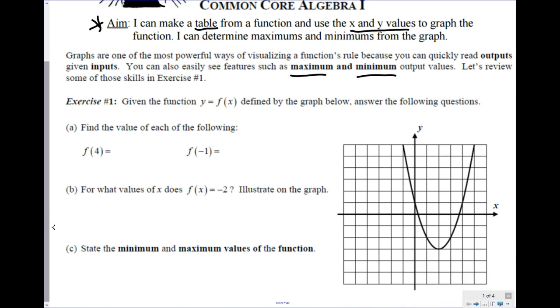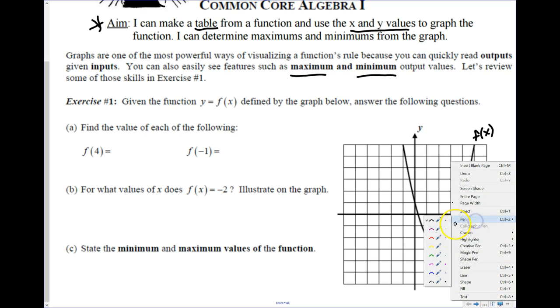Exercise 1 says, given the function y equals f of x, defined by the graph below, answer the following questions. So this is called a parabola, this curve on this graph right here on the grid, and it's our function. This is f of x right here, this curve. So A says find the value of each of the following, f of 4 and f of negative 1.